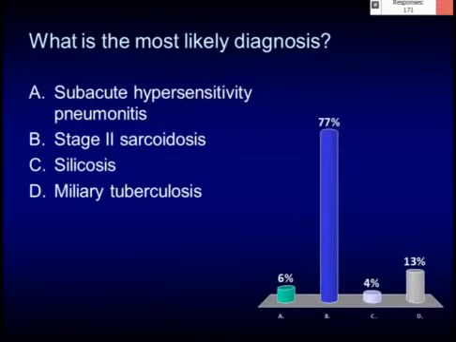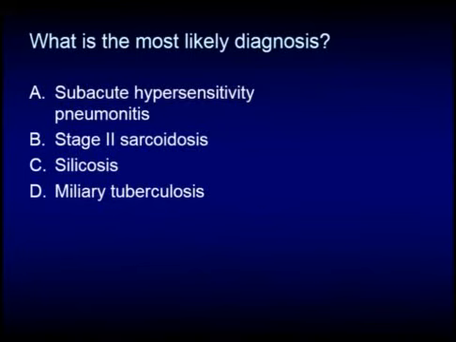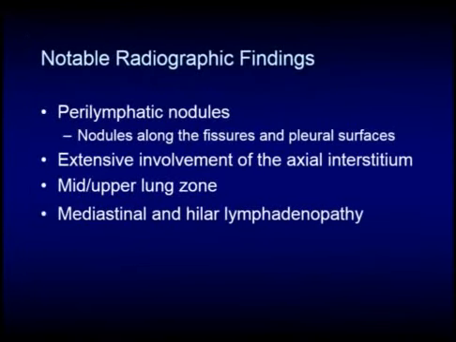Great. You guys are right on. This is indeed stage 2 sarcoidosis. What we saw here was a completely different pattern, a micronodular pattern of nodules less than 1 centimeter that are too numerous to count. Moreover, these nodules were really preferentially lining areas that involve the lymphatics, such as the pleura, the fissures, as well as the axial interstitium or the bronchovascular bundles.